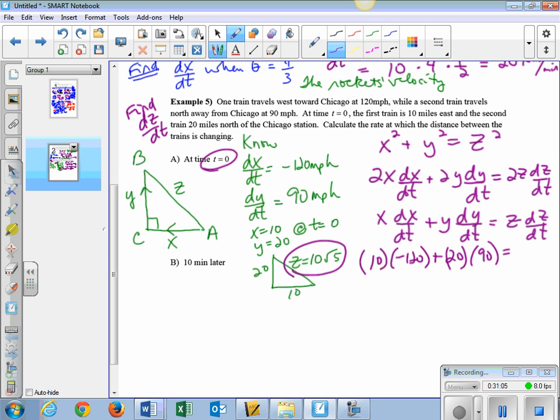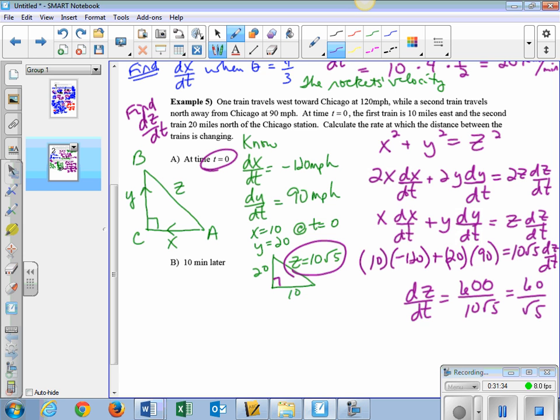And then you use that moment in time at t equals 0. We know we have 10 and 20 miles for the two values of those legs of the right triangle. So I would use my 10 radical 5, and then I'm trying to find dz/dt. Okay, so then you can do all your simplification, and I got my dz/dt to be equal to 600 over 10 radical 5, which I would reduce to 60 over radical 5.